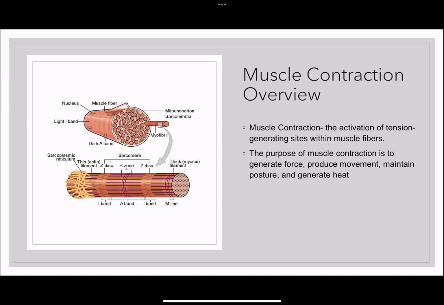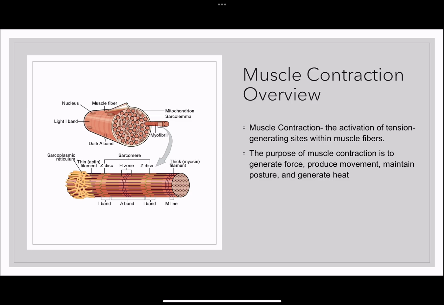Muscle contraction is the activation of tension generating sites within muscle fibers, and the purpose of muscle contraction is to generate force, produce movement, maintain posture, and generate heat. This involves a series of steps where a motor neuron sends a signal, also known as an action potential, and this signal causes the release of acetylcholine at the neuromuscular junction. And then acetylcholine binds to receptors on the muscle fiber, leading to depolarization.